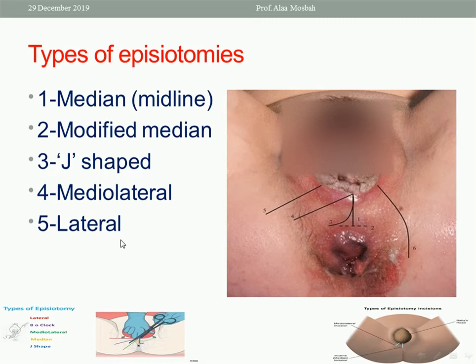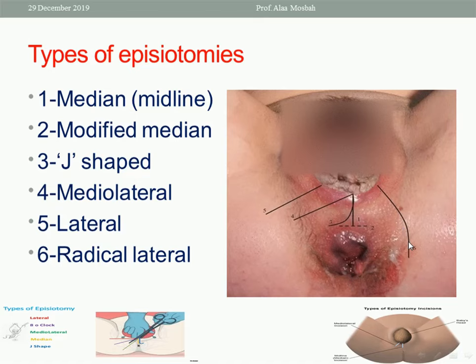Lateral episiotomy, number five, this one. I started not from the fourchette here, okay, but I started more than 10 millimeter from the fourchette, then extend laterally toward the ischial tuberosity. Radical lateral, this one, I start more than 10 millimeter from the fourchette and extend toward the ischial tuberosity and around the rectum. This is called radical lateral.